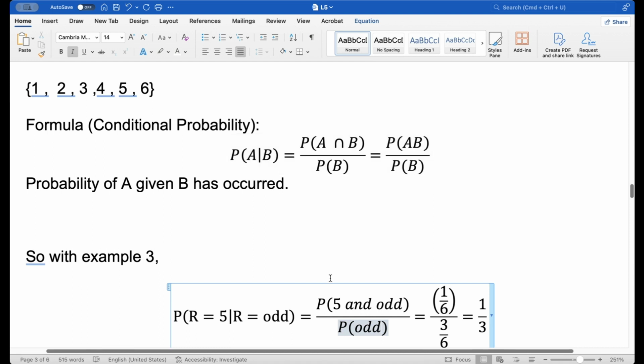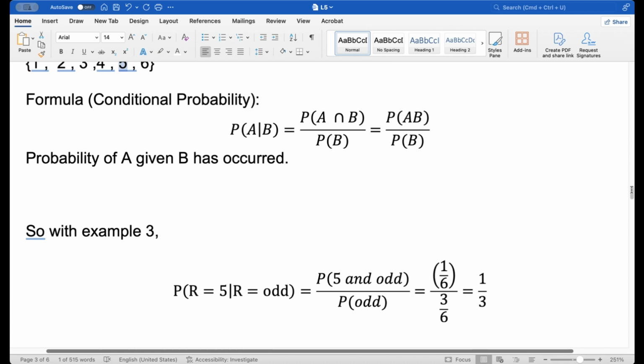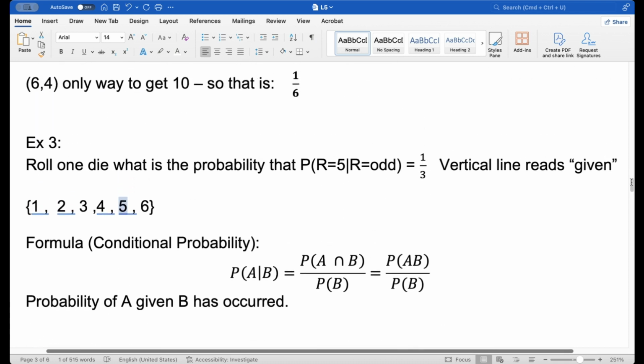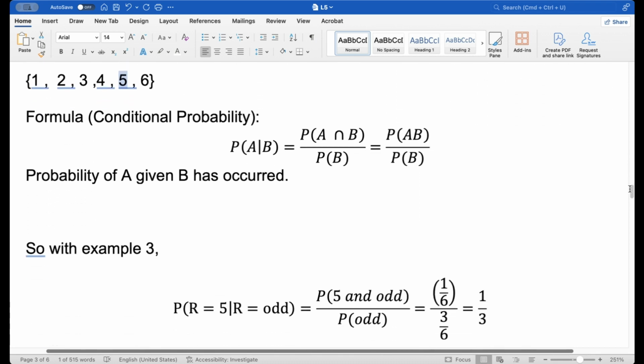So the numerator is the overlap. Now 5 intersected with odd is still just 5. So that's 1 out of 6. The probability of an odd number is 3 out of 6. And then the 6's cancel out, and we're left with a value of 1/3, which is what we got initially.